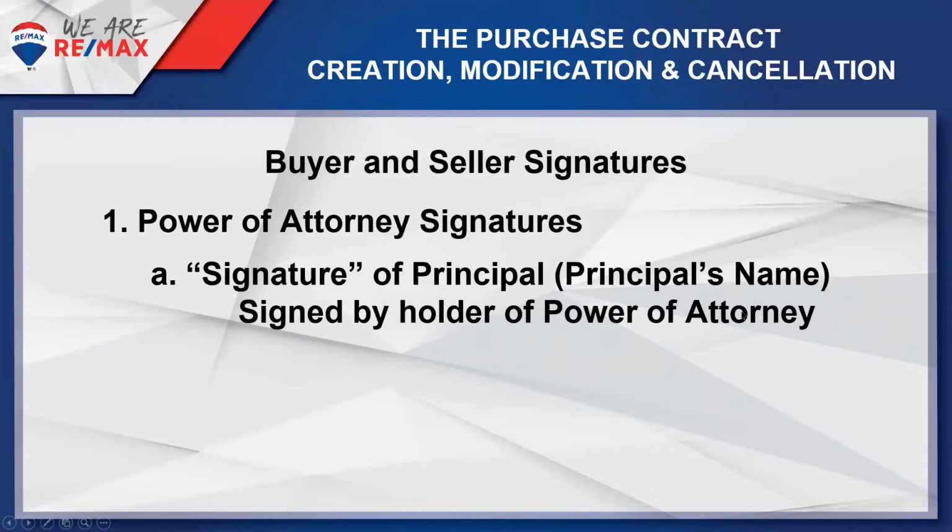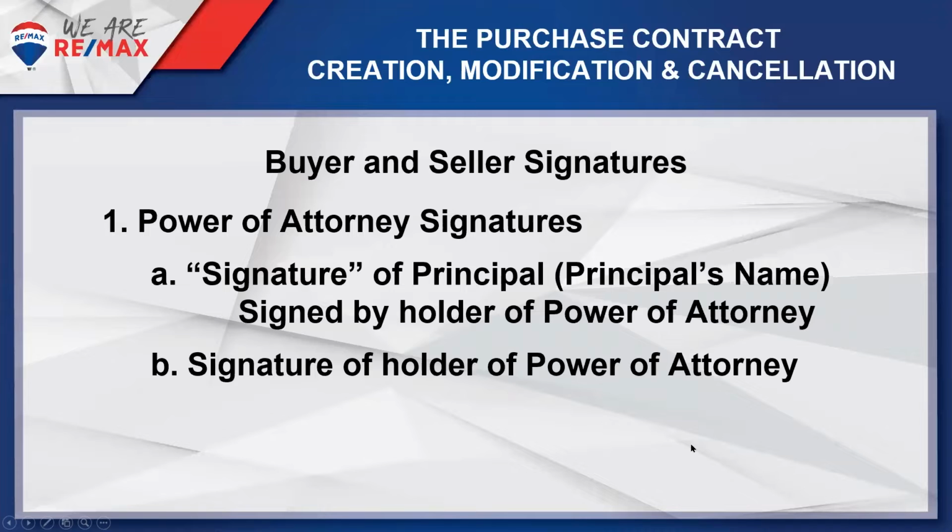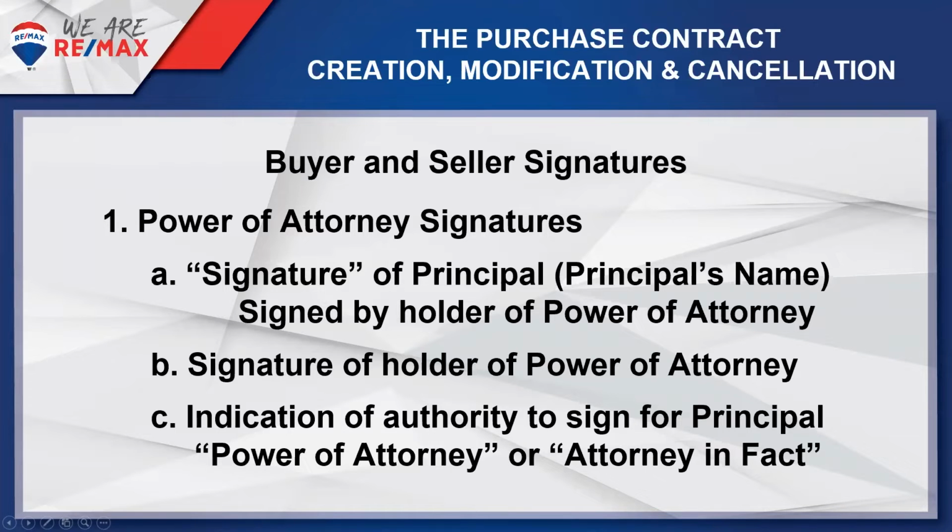Okay, so the signature of the principal signed by the holder of the power of attorney. Next, the signature of the holder of the power of attorney. In my little example, after Diane would sign Walt Klein to a document, she would then sign Diane Klein right next to or underneath my name. And then C, the indication of the authority of her signing my name. So she would indicate either power of attorney, by power of attorney, or attorney in fact. So that 3-step process in that specific order must be done, or courts will invalidate documents.